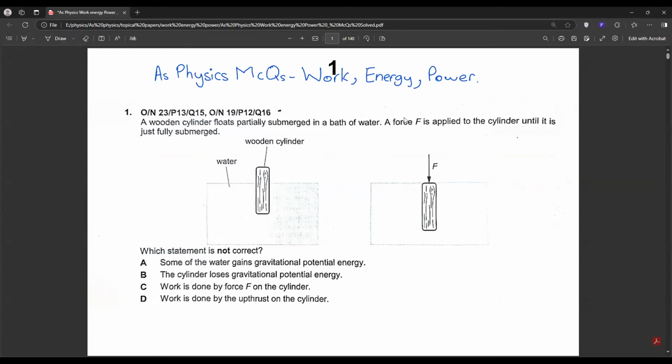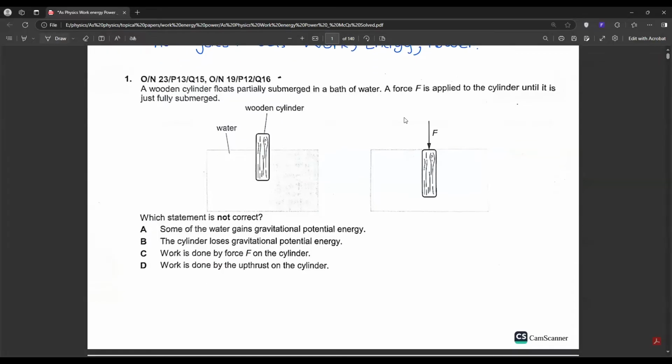Okay, students, let's get started with the MCQs of AS Physics, Work Energy Power. Let's start with the first MCQ. A wooden cylinder floats partially submerged in a bath of water. A force F is applied to the cylinder until it is just fully submerged. Which statement is not correct? Okay, we have to tell which statement is not correct.